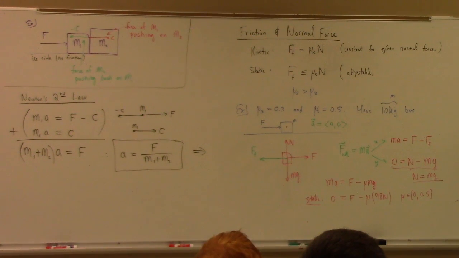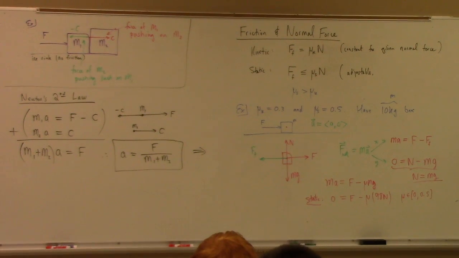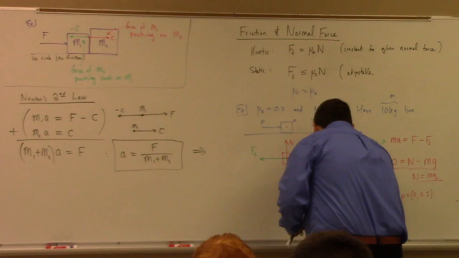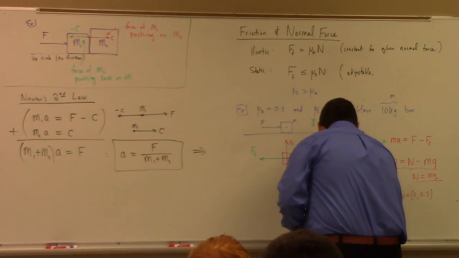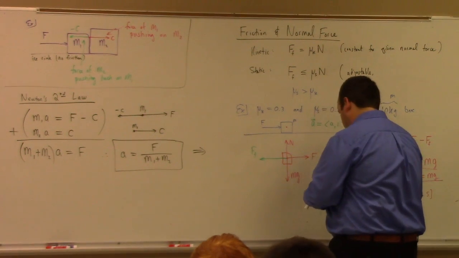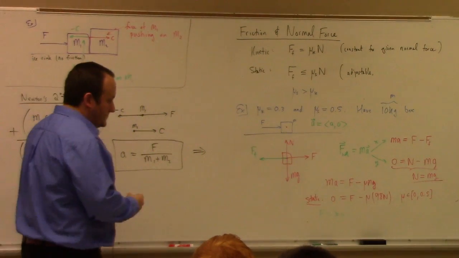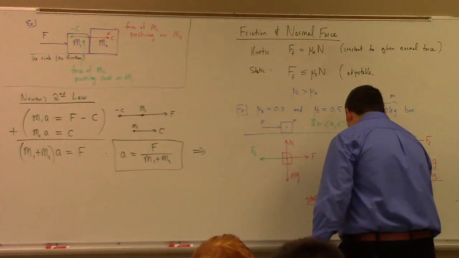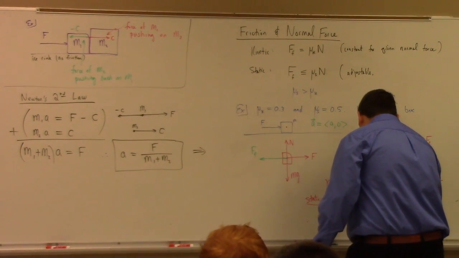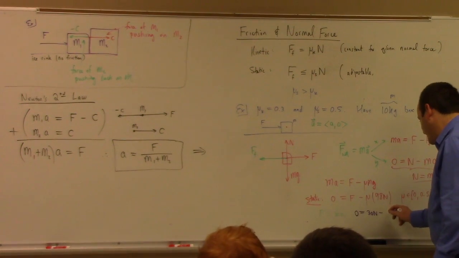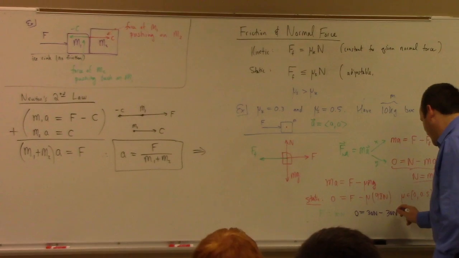Let's go through some cases. If the force is 0, it just sits there, right? If the force is, let's see, suppose the force was equal to 30 newtons. What would the force of friction be in that case? It would be 30 newtons, okay?